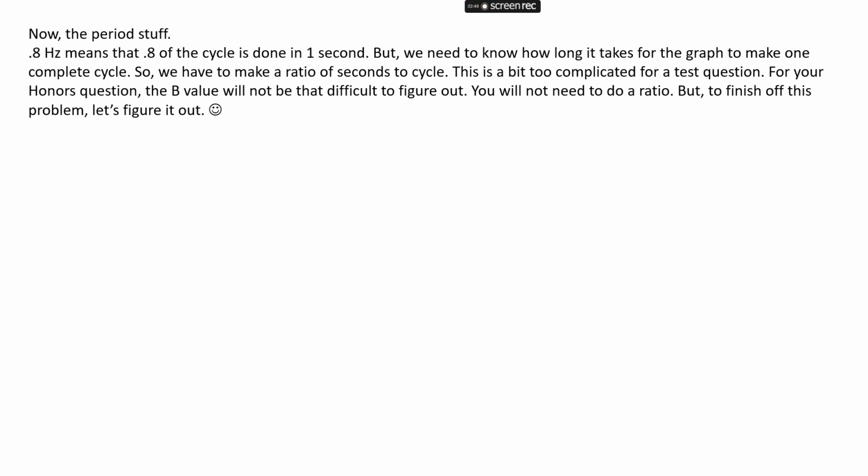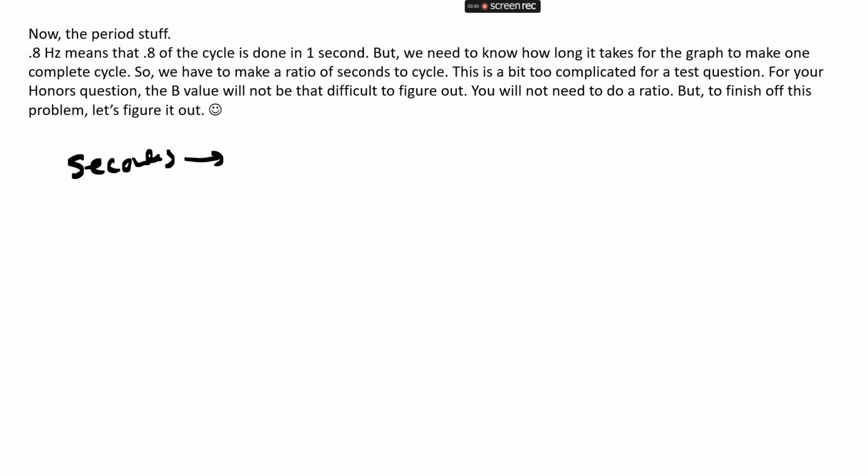So 0.8 hertz, this is something I did not calculate correctly in class. If you have 0.8 hertz, that 0.8 really just means that's how much of the cycle is done in one single second. That's not what we're trying to do for period. We're trying to figure out how long does it take to do one complete cycle. So what we do is make up a ratio of seconds to cycles. Now this gets a little bit too complicated, so this won't be what you're going to have to do on the test. You won't have to do ratios in order to figure out the period. For all the questions, figuring out the b-value will be a lot simpler than this. But to finish off this problem, let's go for it.